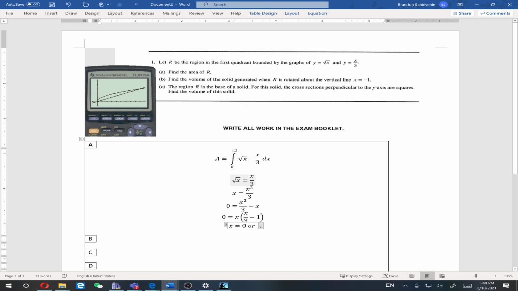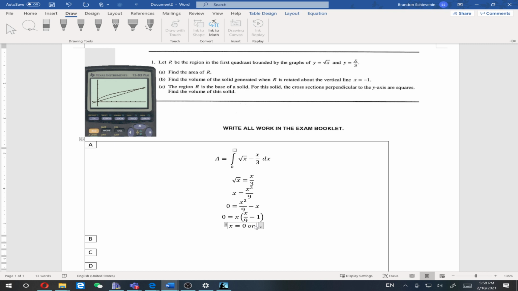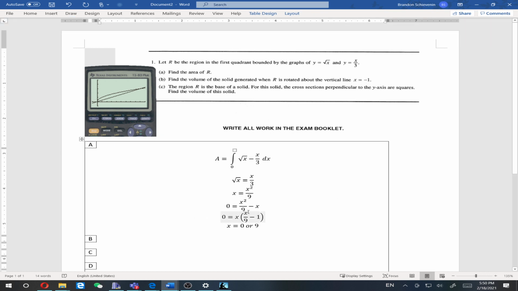Oh, I didn't square that, sorry. I'm going to square this. This is going to be 9, not 3 on the bottom. Okay, so 0 or... 1 over 9 minus 1 will give us 0? So 0 plus 1 is 1 divided by 1 over 9. Wait, I don't know what I was thinking. 9? 9. Okay, so if x is 9, this will be 9 over 9 minus 1 is 0, so I'll still get 0. Okay, so I'm going to go to 9. That should give us the total area of R.